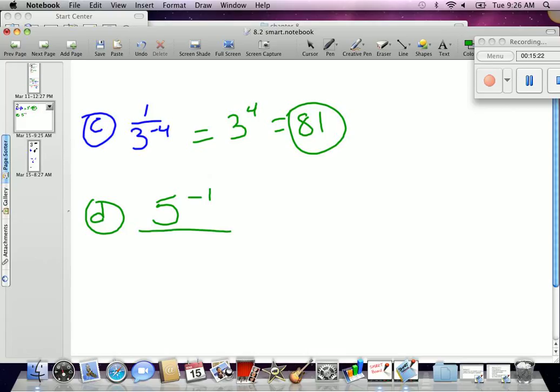5 to the negative first over 5 squared. That's where Dad wasn't paying attention last hour.